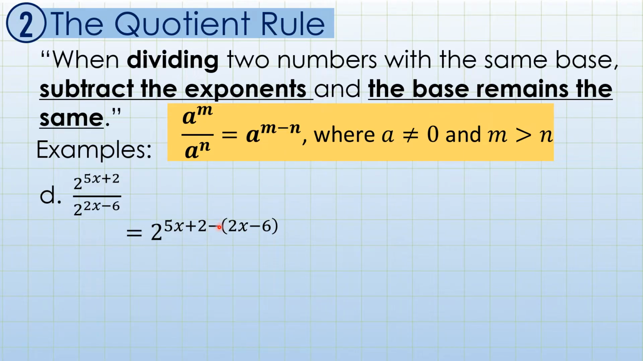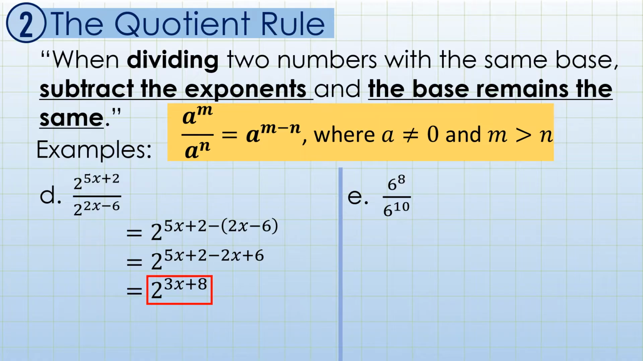May negative 1 din dyan, di ba? So distribute natin, magiging negative 2x, tapos positive 6 na yon. Dahil negative 1 times negative 6, positive 6. Next, simplify natin, pagsamahin natin yung mga like terms. 5x minus 2x, 3x. 2 plus 6, 8. Kaya yan ang final answer.